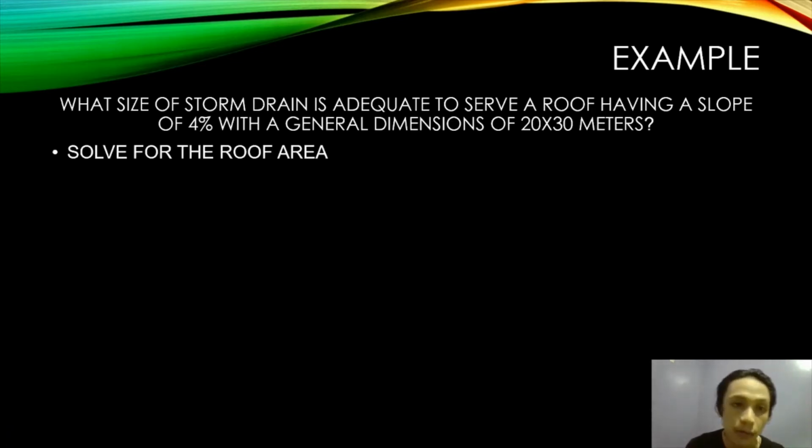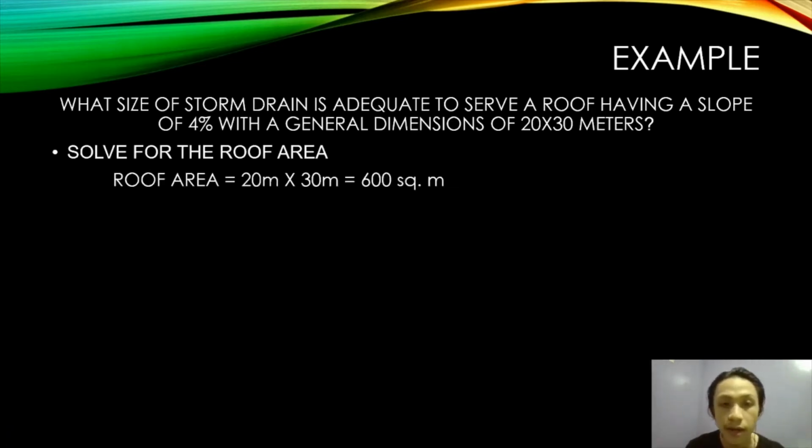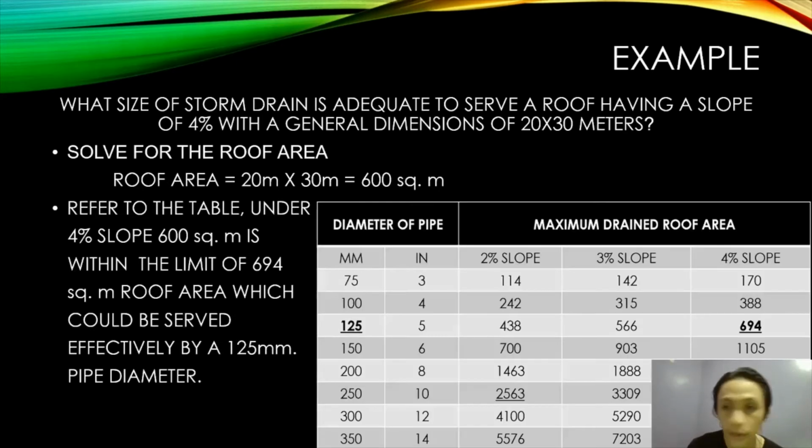So again, we solve for the roof area. It's the same, as we didn't change the dimension. So we still have 600 square meters, and we refer to the table right away. Then under the 4% slope, we have 694 as the max.